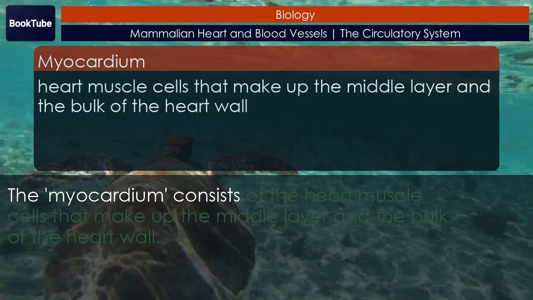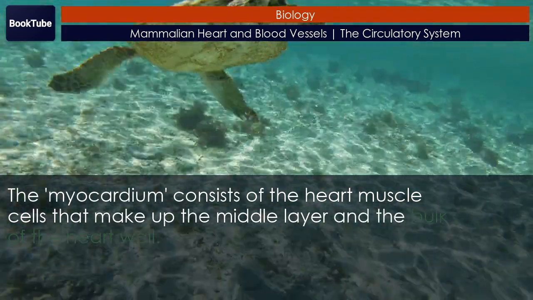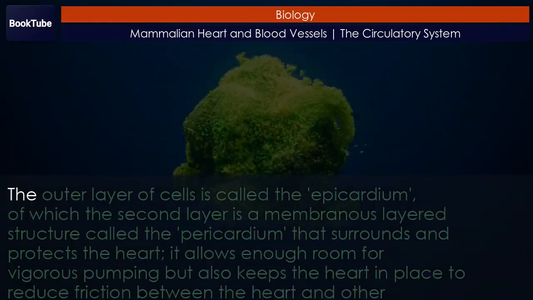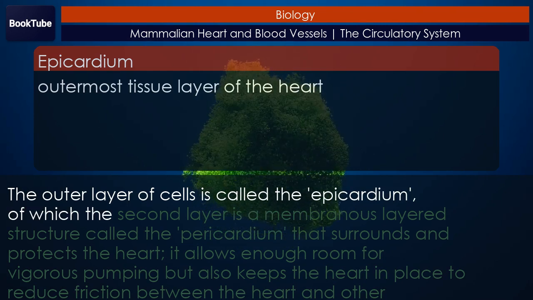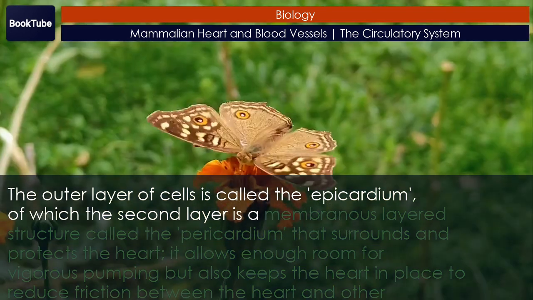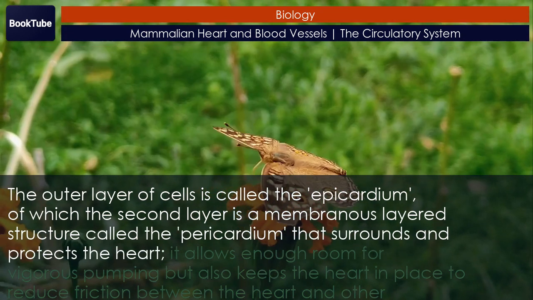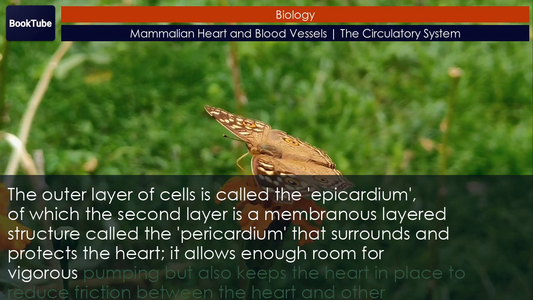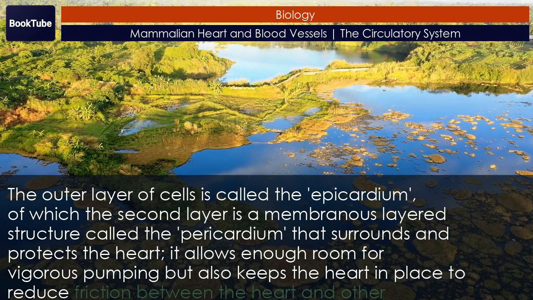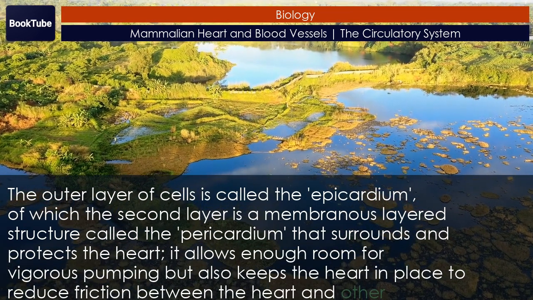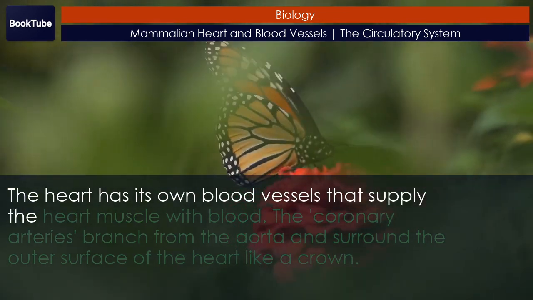The myocardium consists of the heart muscle cells that make up the middle layer and the bulk of the heart wall. The outer layer of cells is called the epicardium, of which the second layer is a membranous layered structure called the pericardium that surrounds and protects the heart. It allows enough room for vigorous pumping but also keeps the heart in place to reduce friction between the heart and other structures. The heart has its own blood vessels that supply the heart muscle with blood.